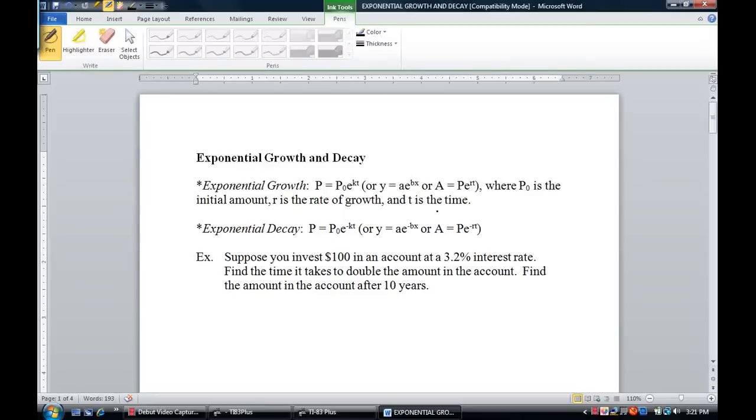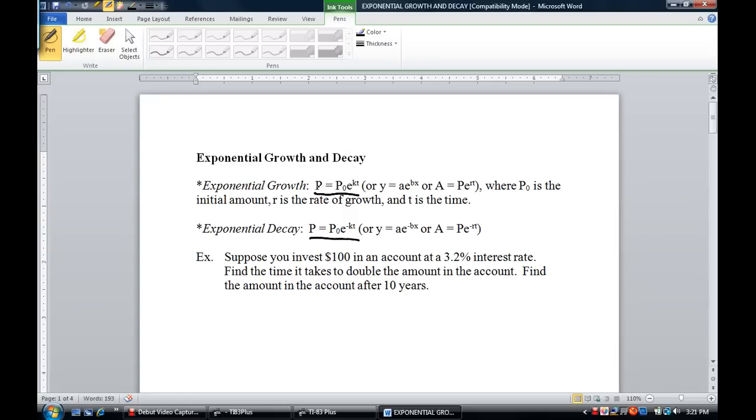Let's go to the next one. Exponential growth and decay. We're going to use two formulas primarily for these. P equals P sub 0 e to the kt. You may see it as y equals a e to the bx or A equals Pe to the rt. It depends on your book and your instructor. I don't know what they're using. I'm going to use P equals P sub 0 e to the kt.